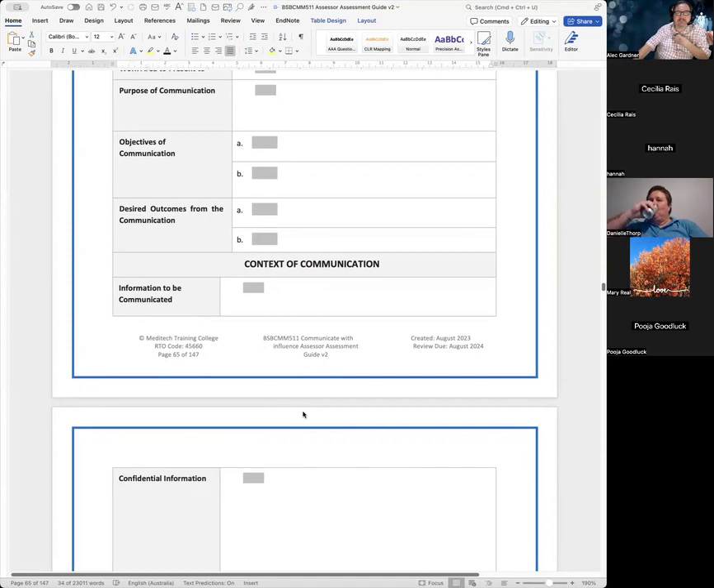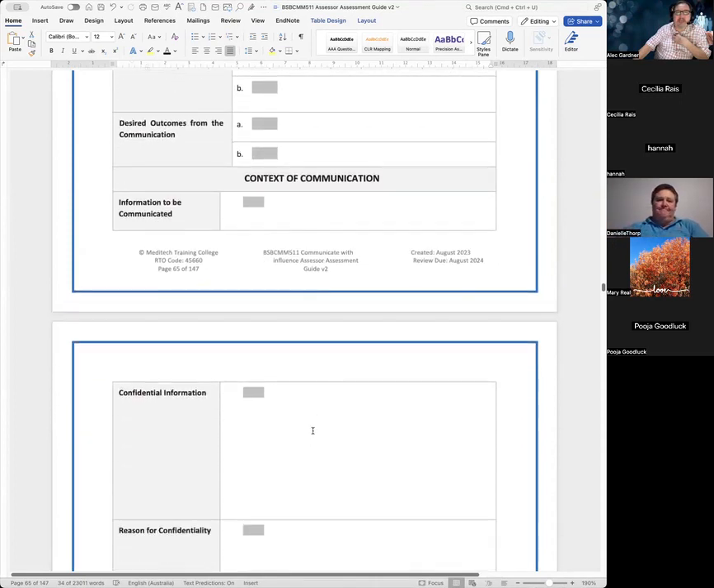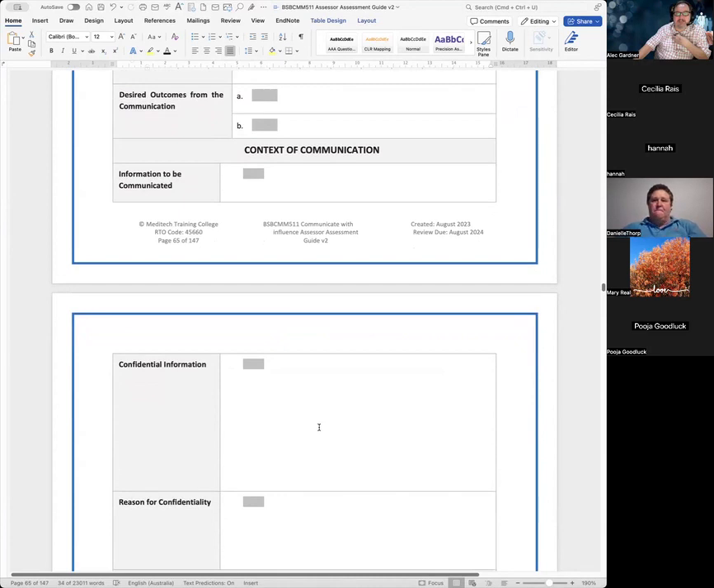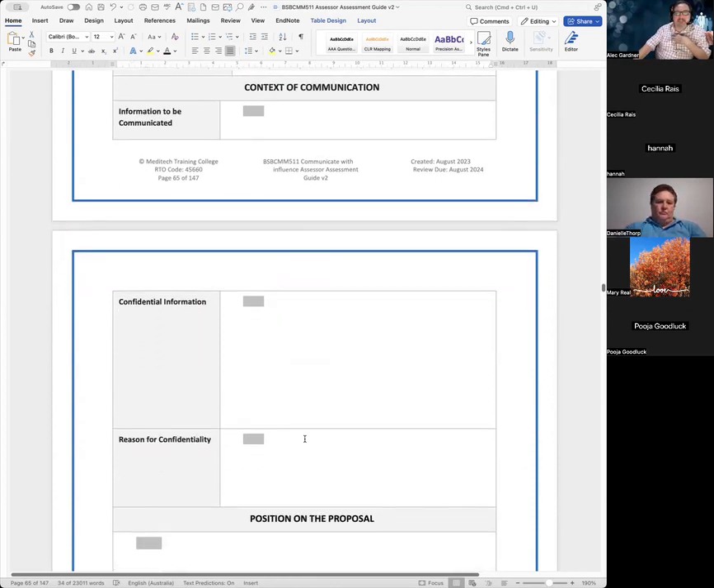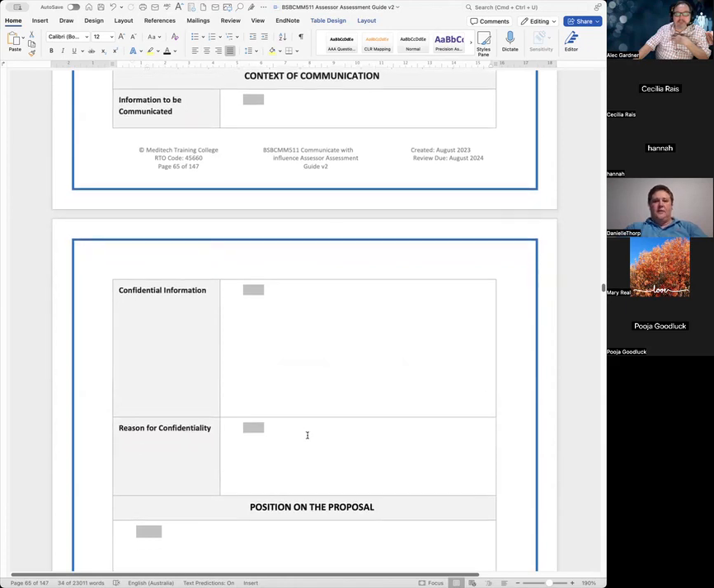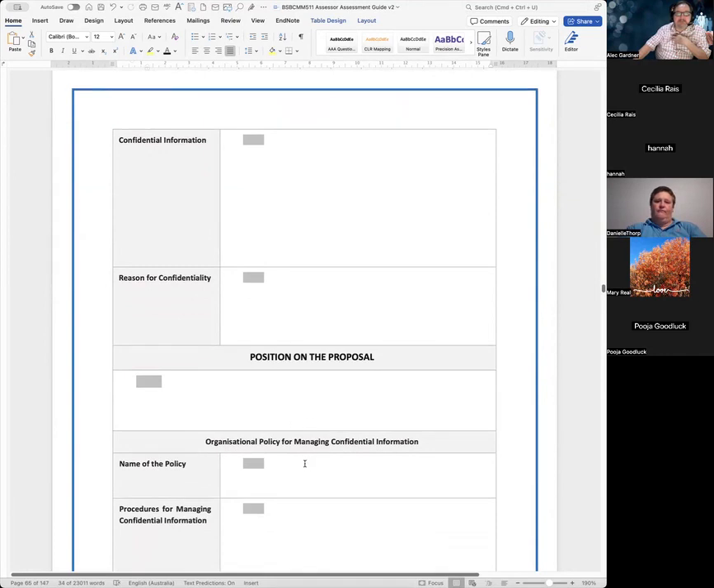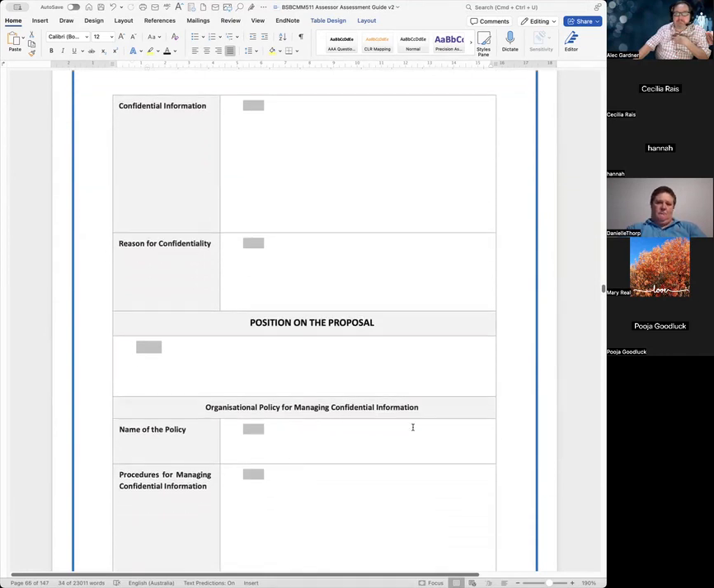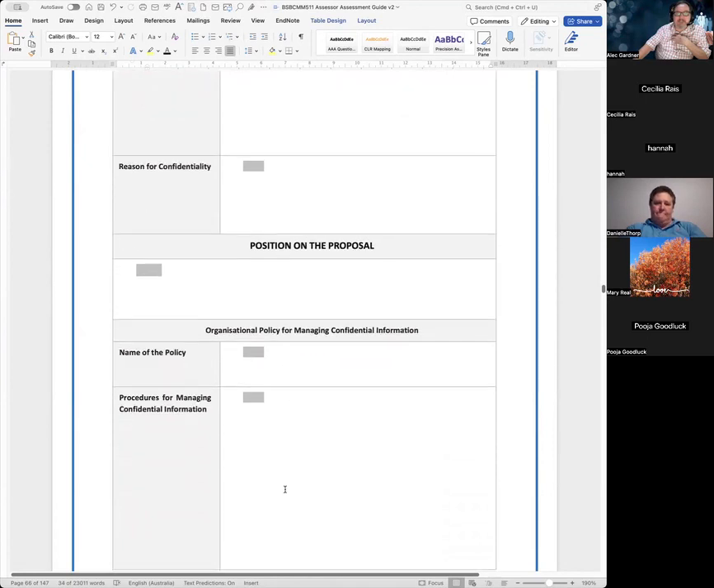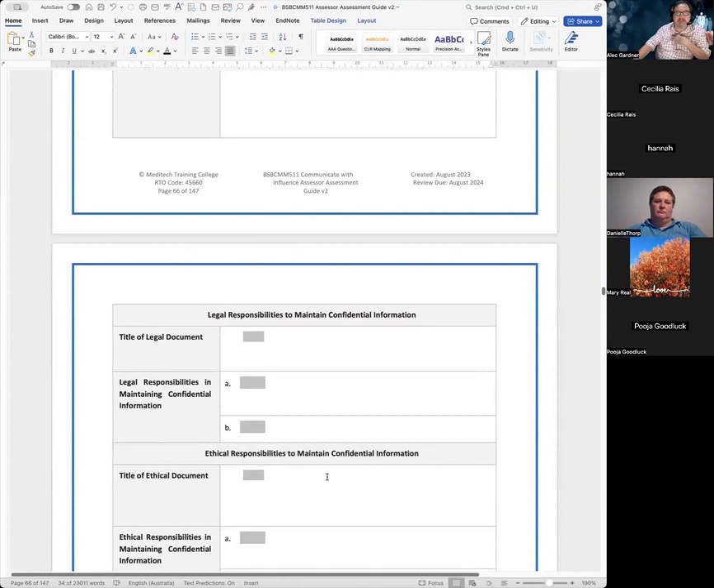Context of communication: what's the information to be communicated, and what's the confidential information to be communicated. This is where we have the confidentiality in there and where the policy comes in. And then what's the reason for the confidentiality? Position on the proposal, organizational policy for managing confidential information, what the procedure is. So you're only going through finding those and looking at it. Then you're looking at legal responsibility to maintain confidentiality.